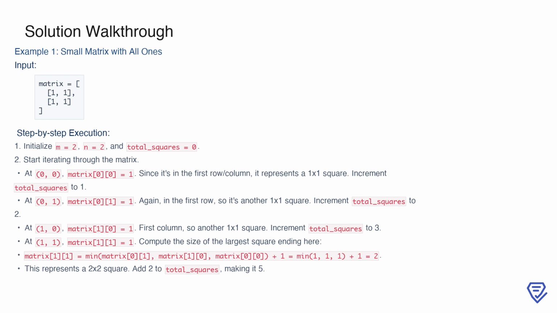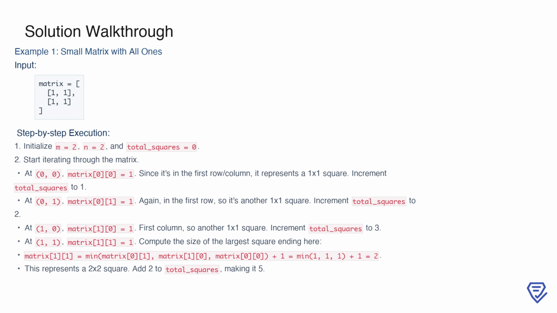As we iterate through the matrix, at position 0,0, we find the value is 1. Since this cell is in the first row and first column, it can only form a 1x1 square, so we increment total_squares to 1. Next, at 0,1, the value is also 1. Being in the first row, it represents another 1 by 1 square, so we increment total_squares to 2. Moving to 1,0, this cell is in the first column and its value is 1, so it also forms a 1 by 1 square, bringing total_squares to 3.